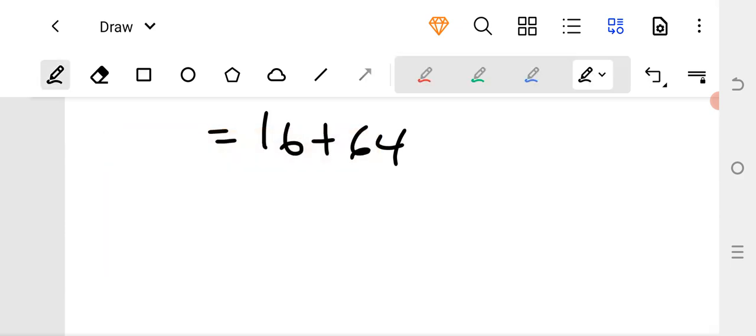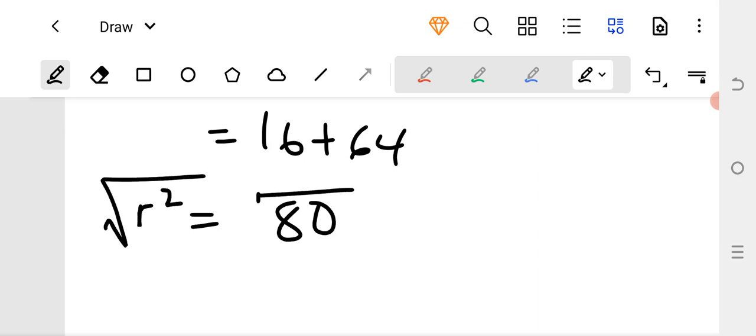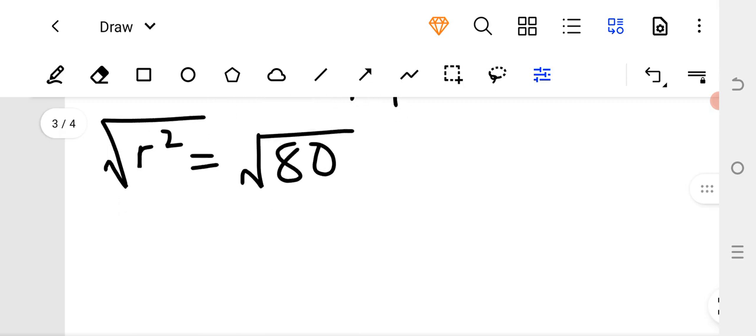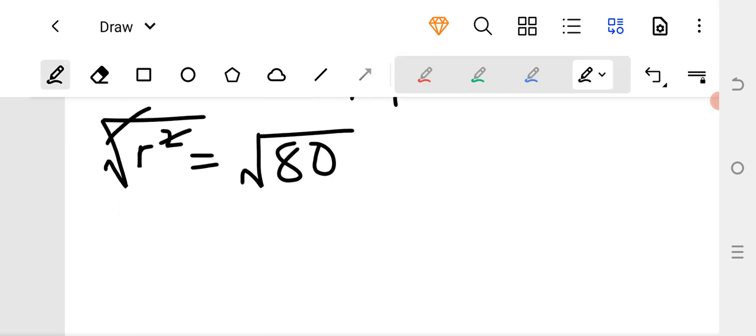Oh my goodness, what have I done? Okay, r squared is equal to, we said, 80. We apply the square root to both sides of the equation, where the square root will cancel, and r will be equal to the square root of 80. Since we are still in the answering process, all our answers we correct to 4 decimal places.